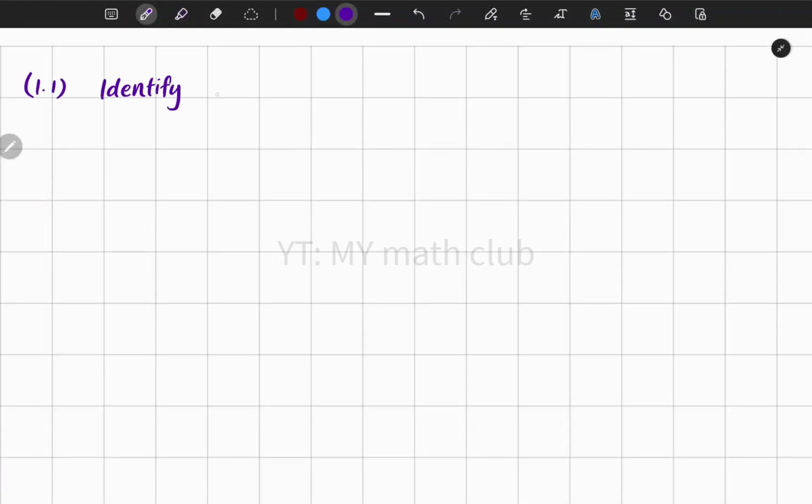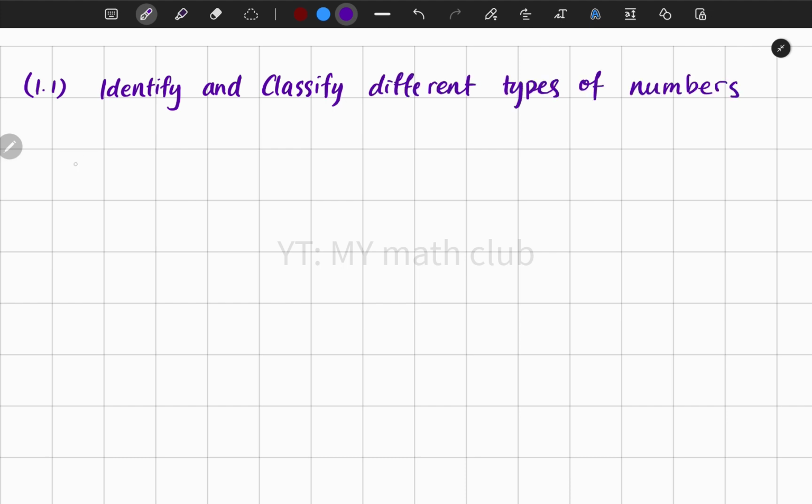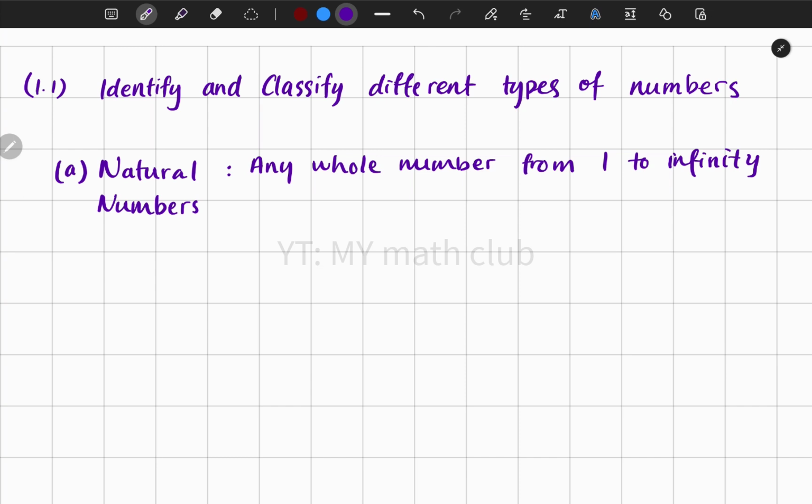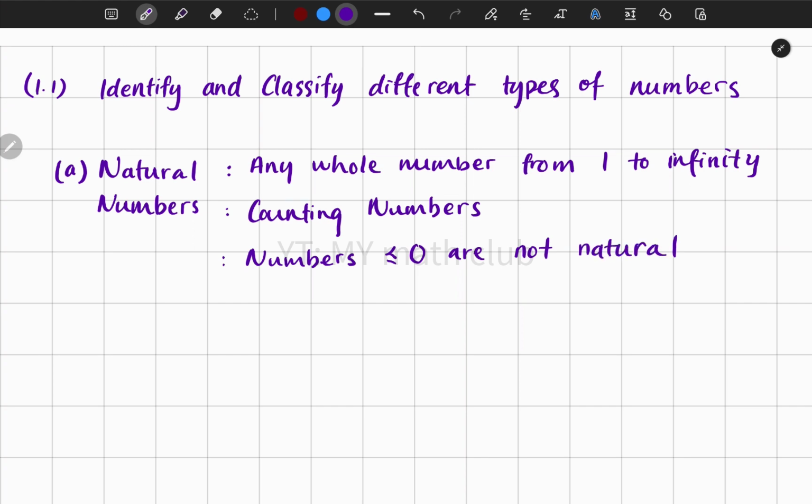Unit 1 will be covering a revision of numbers, and in 1.1 we will be identifying and classifying different types of numbers. The few numbers that you need to know for your syllabus are natural numbers. Natural numbers are any whole numbers from 1 to infinity. They are also sometimes called counting numbers. Numbers that are less than or equal to 0 are not natural, meaning negative numbers are not natural numbers. Some examples include 1, 2, 3, 79, 84, 154, 6,789.